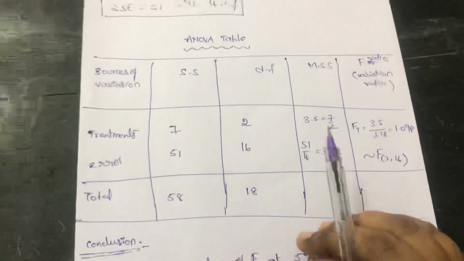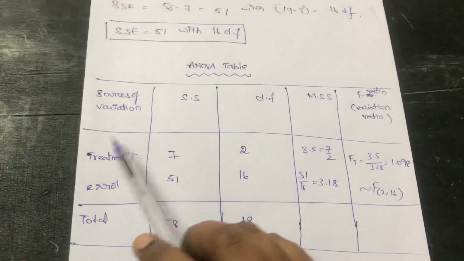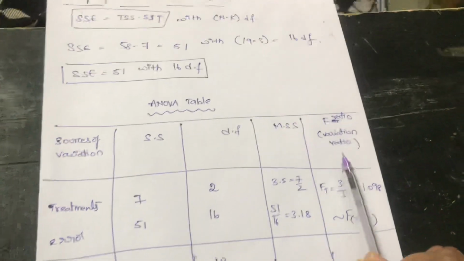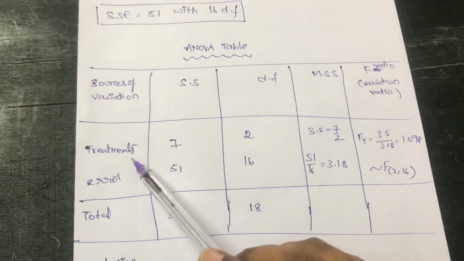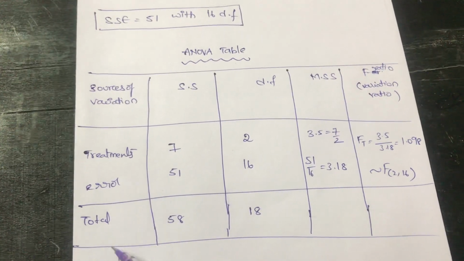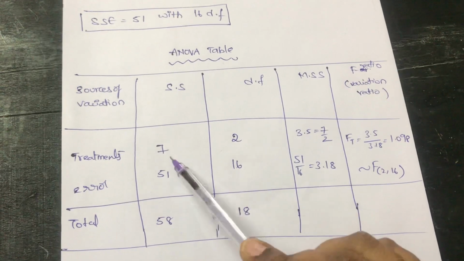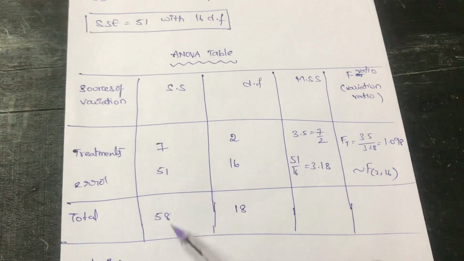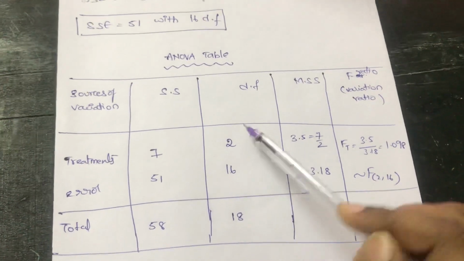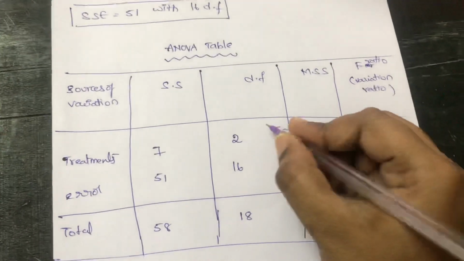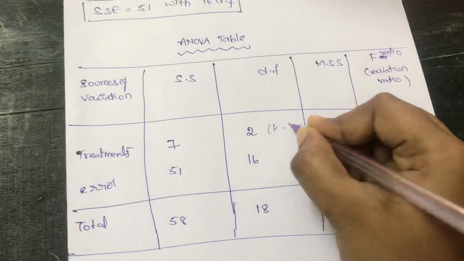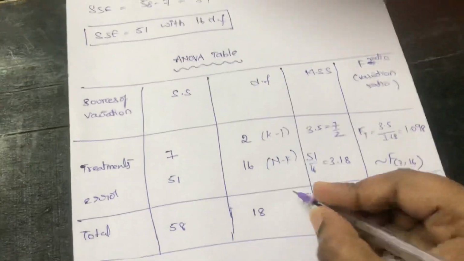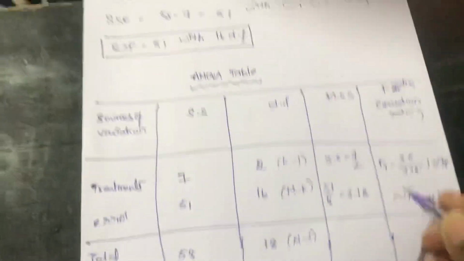After that, we have to construct an ANOVA table like this. The ANOVA table consists of source of variation, sum of squares, degrees of freedom, mean sum of squares, and F ratio. Under source of variation we have treatments, error and total. The sum of squares due to treatment we have just calculated, we got a value of 7. Sum of squares due to error is 51 and the total is 58. Degrees of freedom: this is k minus 1, this is n minus k, and this total value is n minus 1. These are the formulas.